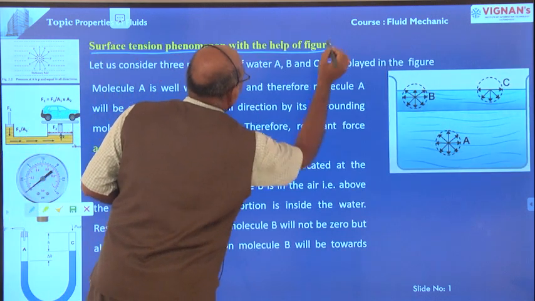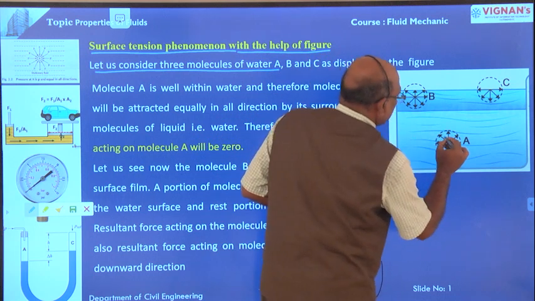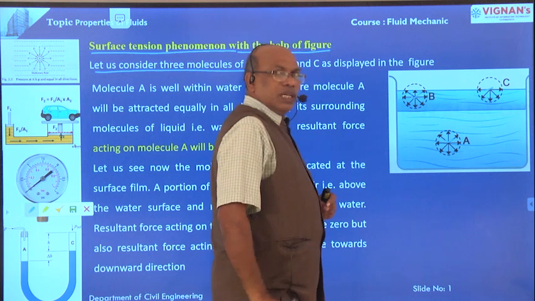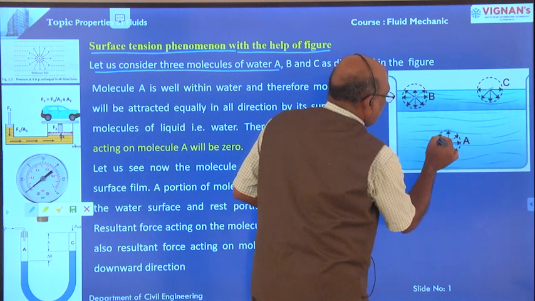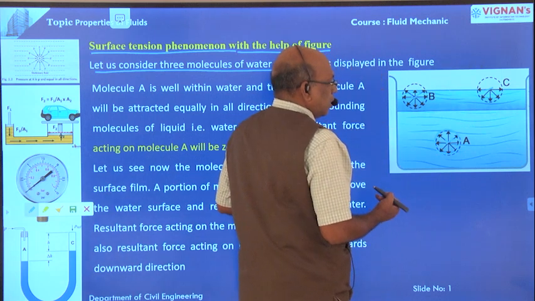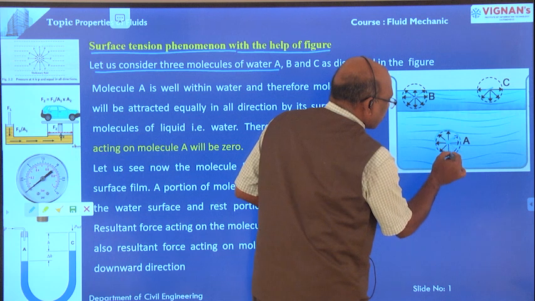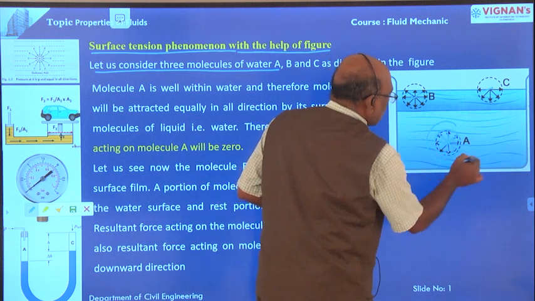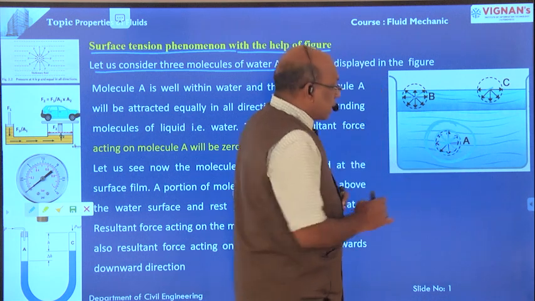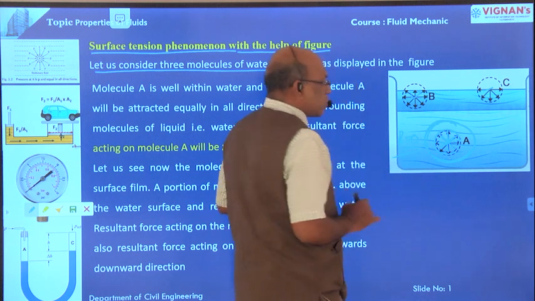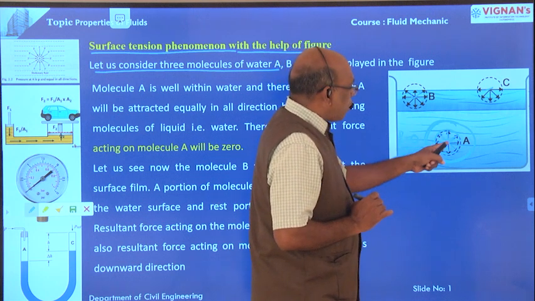Let us understand the surface tension phenomenon with the help of a diagram. Right here, let us consider three molecules of water, A, B, C. Molecule A is well within the water. That means it is not exposed to air. So the forces acting on molecule A are equal in all directions, surrounded by the fluid, here the liquid, which is nothing but water. Therefore, the resultant force acting on molecule A is equal to 0. There is no resultant force acting on molecule A.